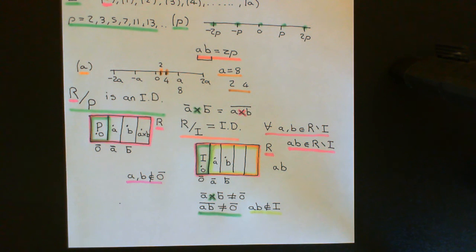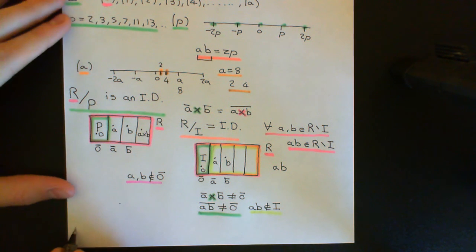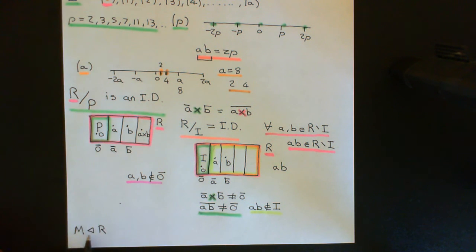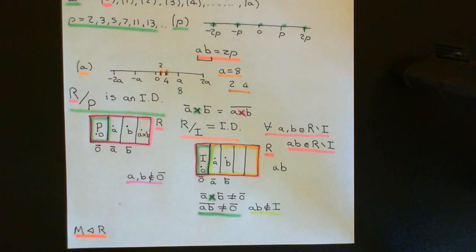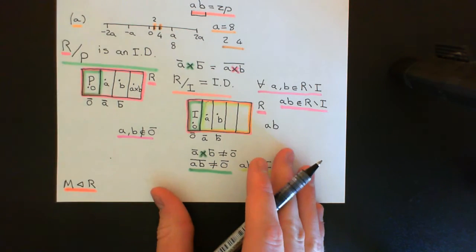Okay, so the final thing that I want to prove in this video is that all maximal ideals are prime ideals. So let's say we've got some maximal ideal, capital M, which is an ideal of our commutative ring, capital R. I'll just remind you of the definition of a maximal ideal. A maximal ideal is a proper ideal, just like a prime ideal, so it's not allowed to be the unit ideal, it's not allowed to equal the entire ring.